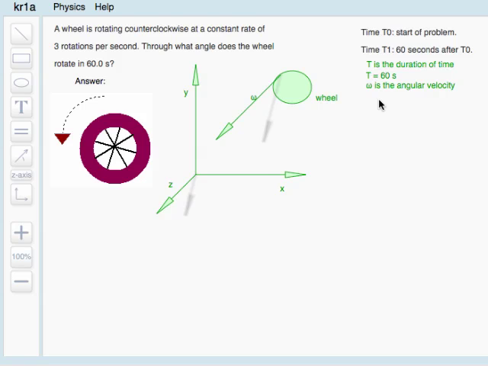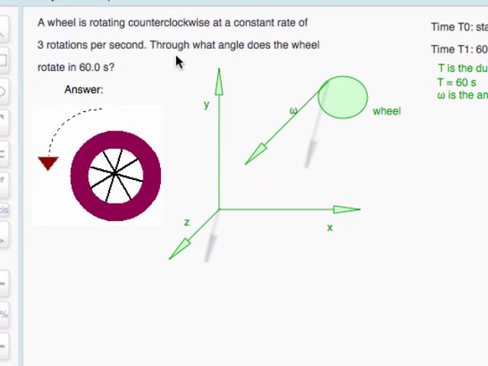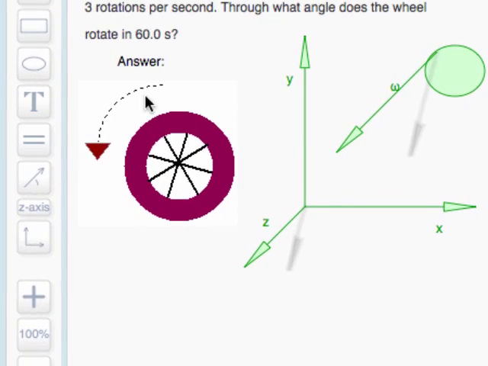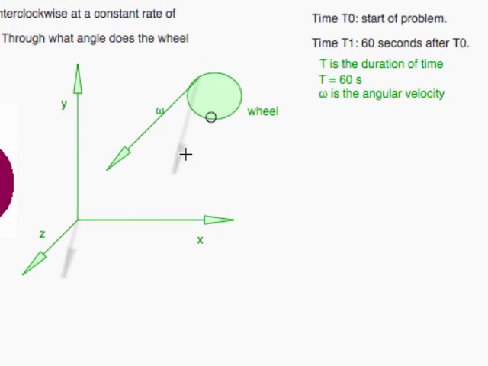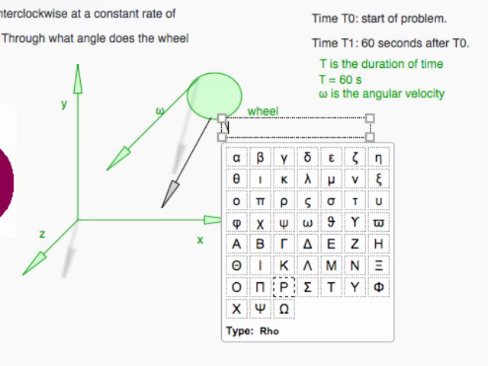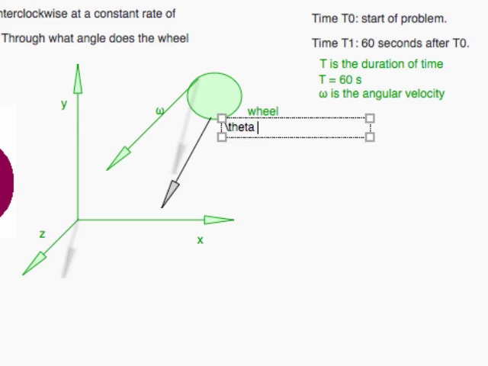Alright, so next let's look at what the problem's asking for. It's asking what angle the wheel rotates. So I'm going to need to put a theta in, and I'm going to use a vector to do that. I'm going to draw it out right next to the other one. I'm going to use the backslash again, and this time, instead of arrowing around, I'm just going to type in theta. By pushing spacebar, it closes that help for me. And then I can say theta is the angular displacement.